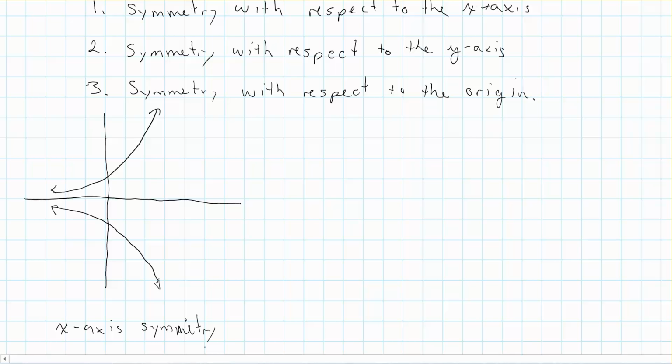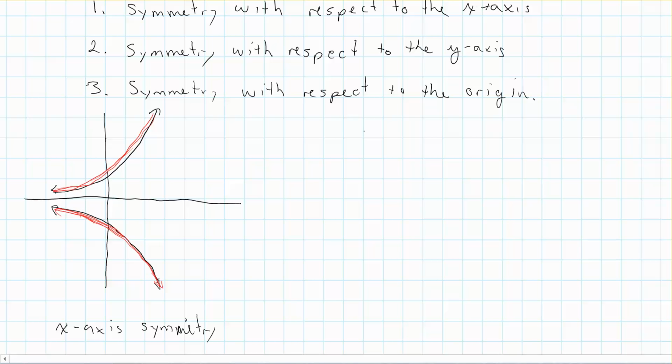And x-axis symmetry, the reason this is x-axis, is you can imagine if you were to take either one of these pieces, so let's highlight this piece here in red, and let's flip this over the x-axis. If I take this and flip this over the x-axis, where does this line? It lines exactly up here. In other words, if you take this graph and flip it across the x-axis, you get the exact same graph.